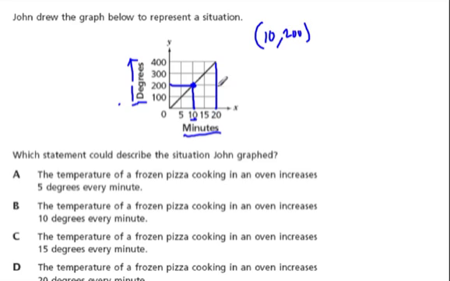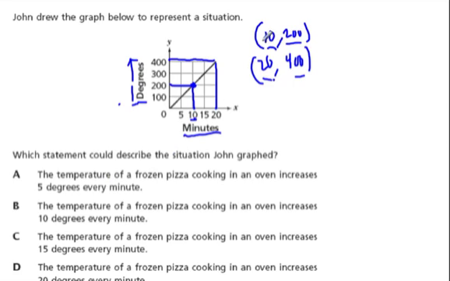Well, what happens at 20 minutes? Well, there we're at 400 degrees, right? So when we increased our minutes from 10 to 20, we also increased our temperature. That's going to help us here. We don't really even know what the situation is really about, but that's okay. In part A, they say the temperature of a frozen pizza cooking in an oven increases 5 degrees every minute. Well, that's possible. Let's take a look.